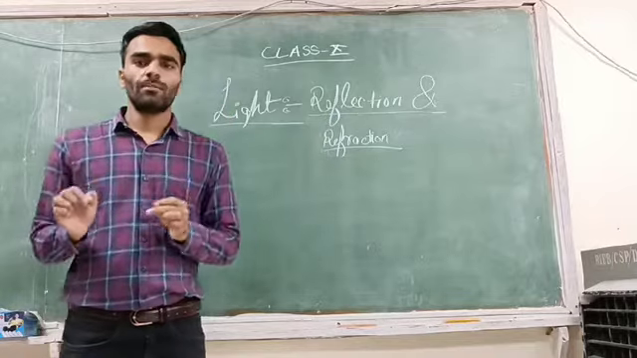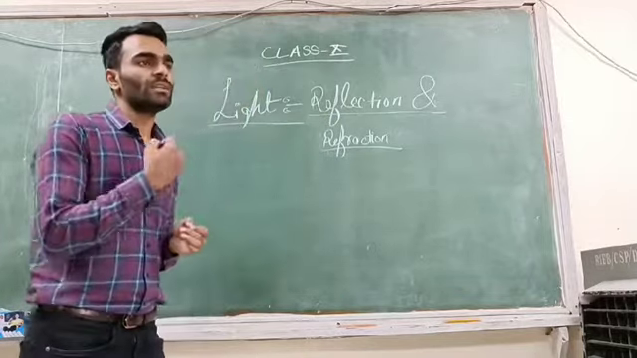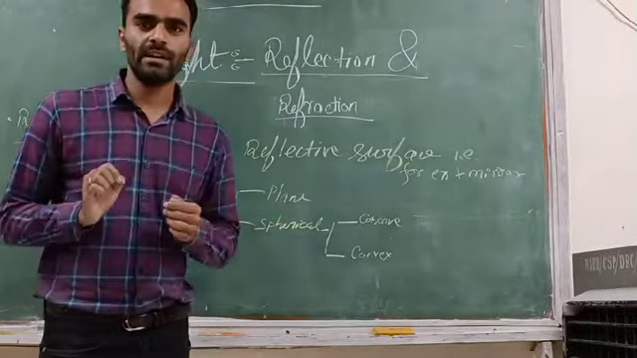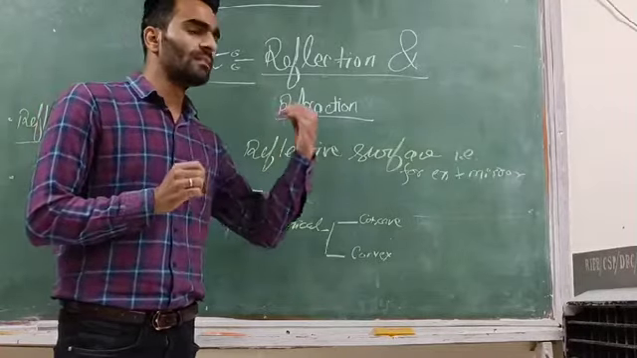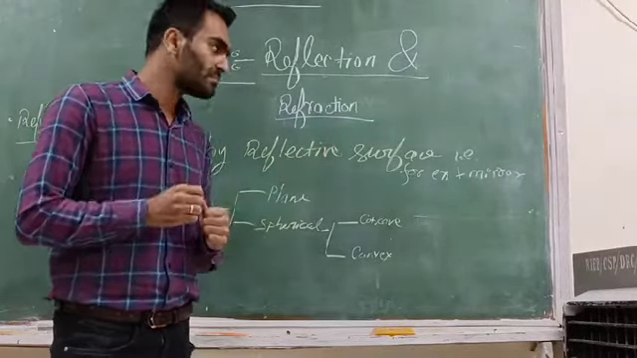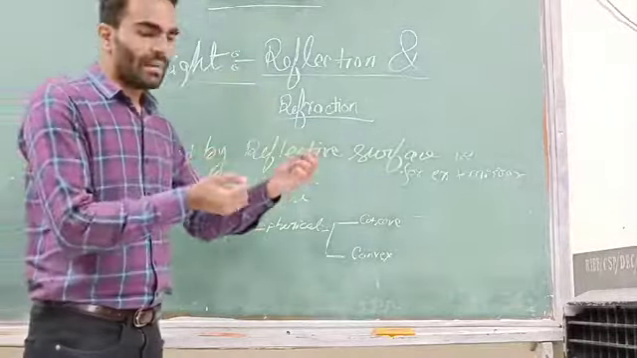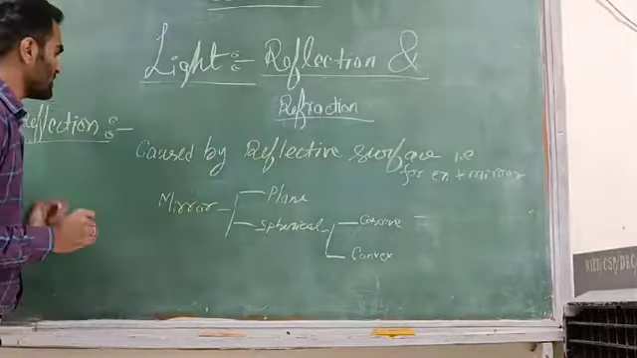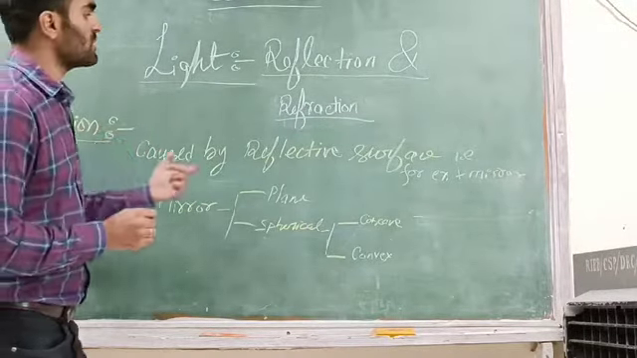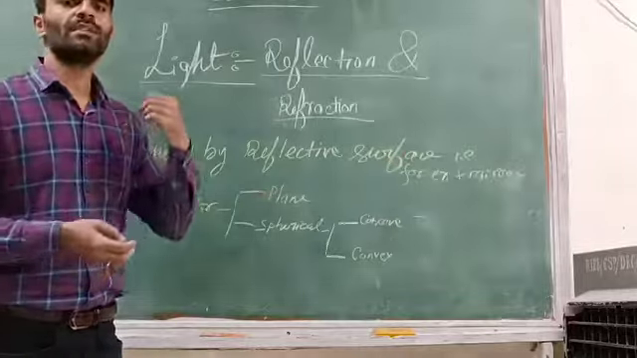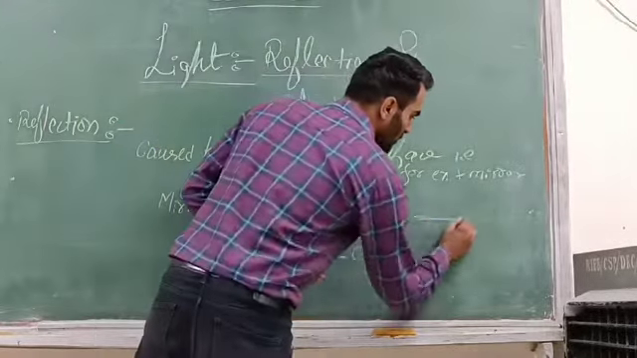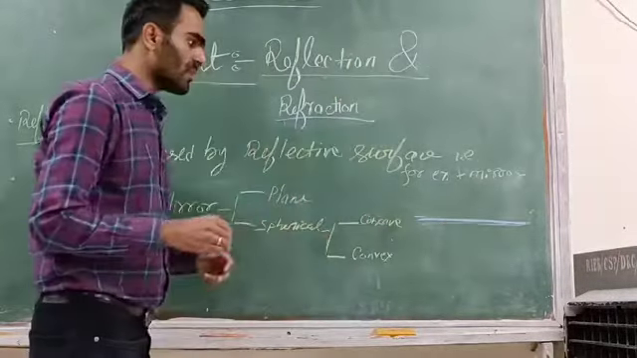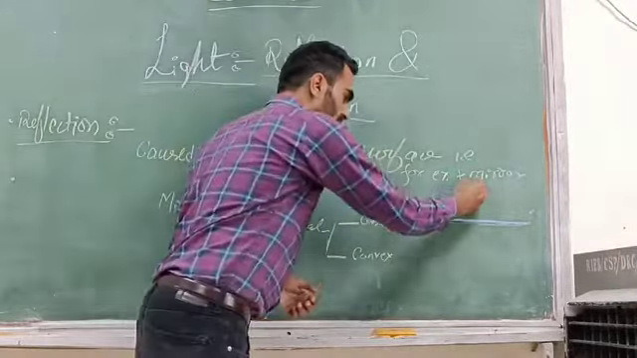So let's start our topic with a simple introduction, like how light travels. We know that light travels in a straight path. It will not get deviated until and unless some kind of hindrance comes in its path. So depending on the hindrance, it gets reflected or refracted. Reflection is actually caused by a reflective surface like a mirror, a surface which is coated with some kind of reflective substance.